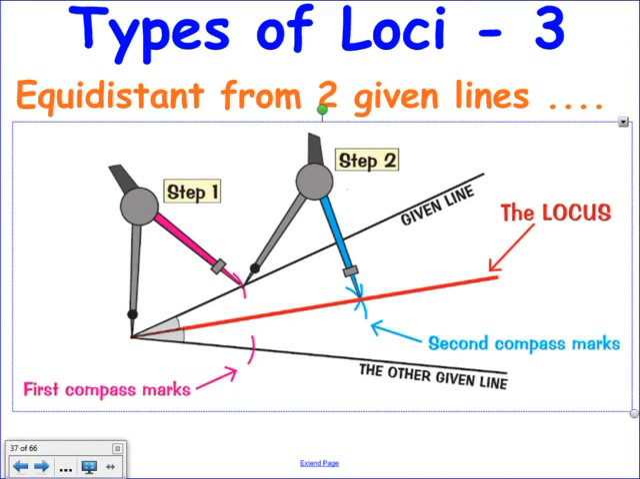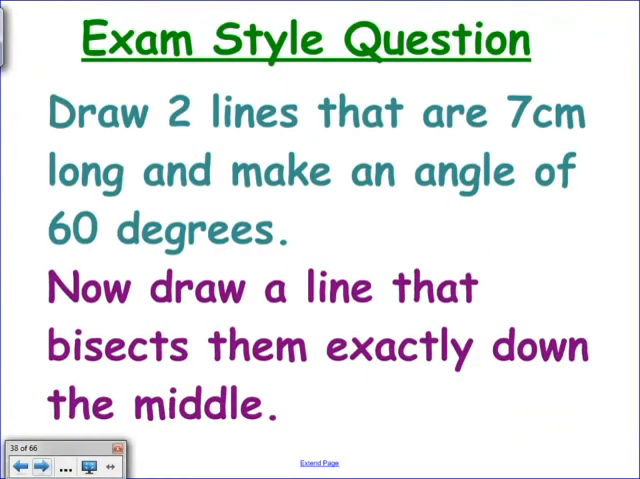So I've got one line and another line. We've already used the technique to cut an angle in half. It's exactly the same technique. So what I'd like you to do is cut these two lines in half. So draw two 7 centimetre lines at an angle of 70 degrees. And then just chop the lines in half.